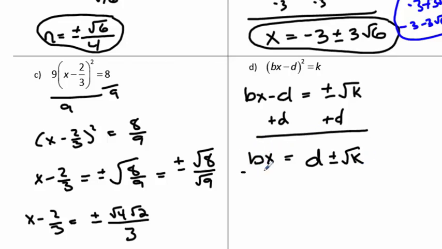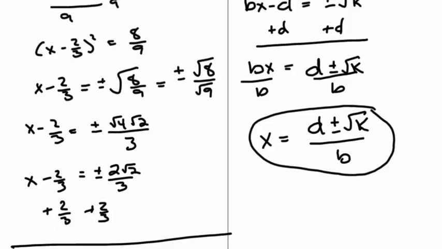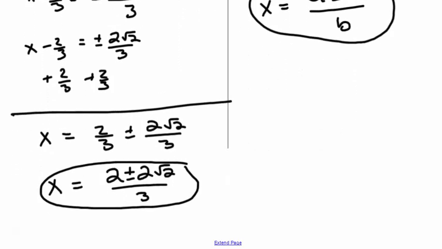Now to solve for x, I need to divide both sides by b. So my final answer here is going to be x equals d plus or minus the square root of k over b. Alright, let's check out the next page.